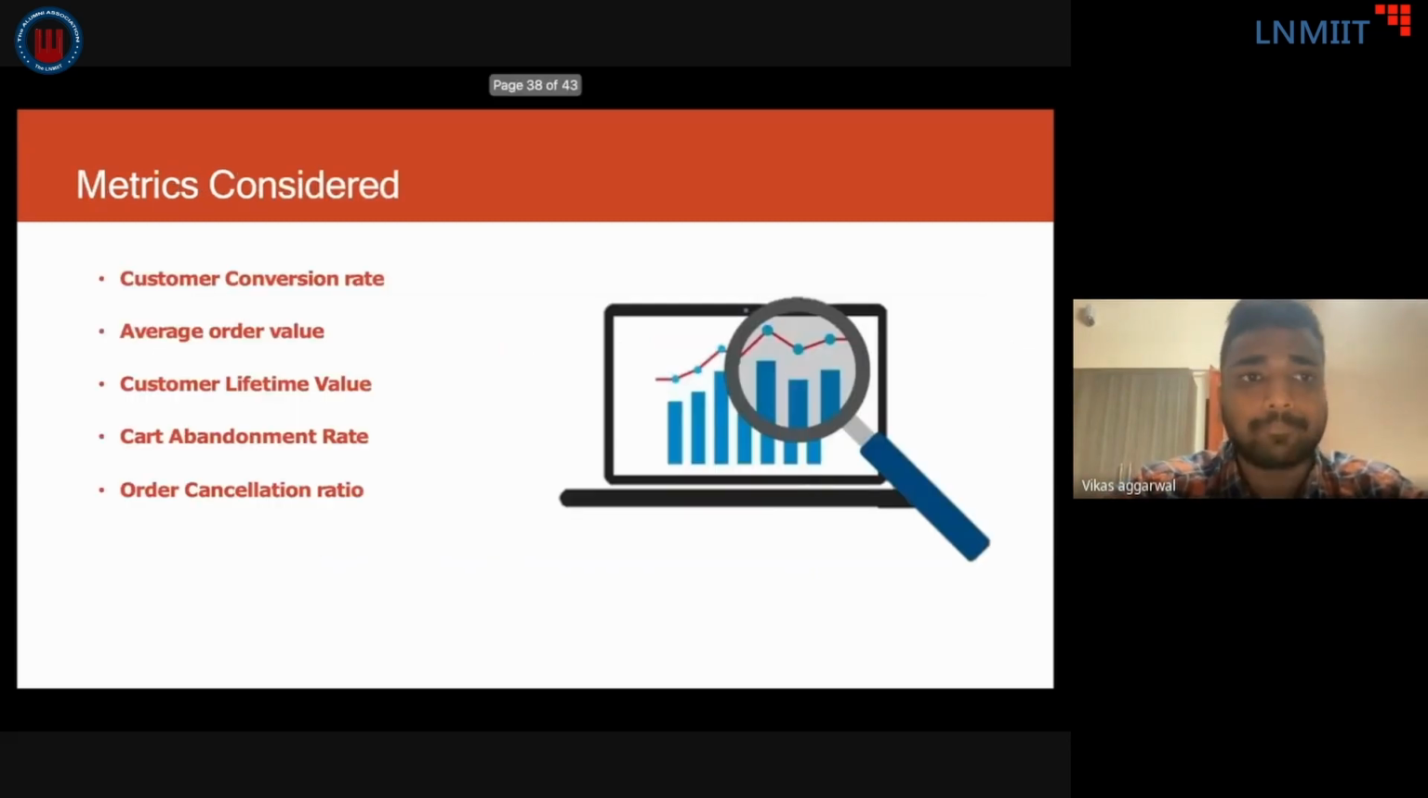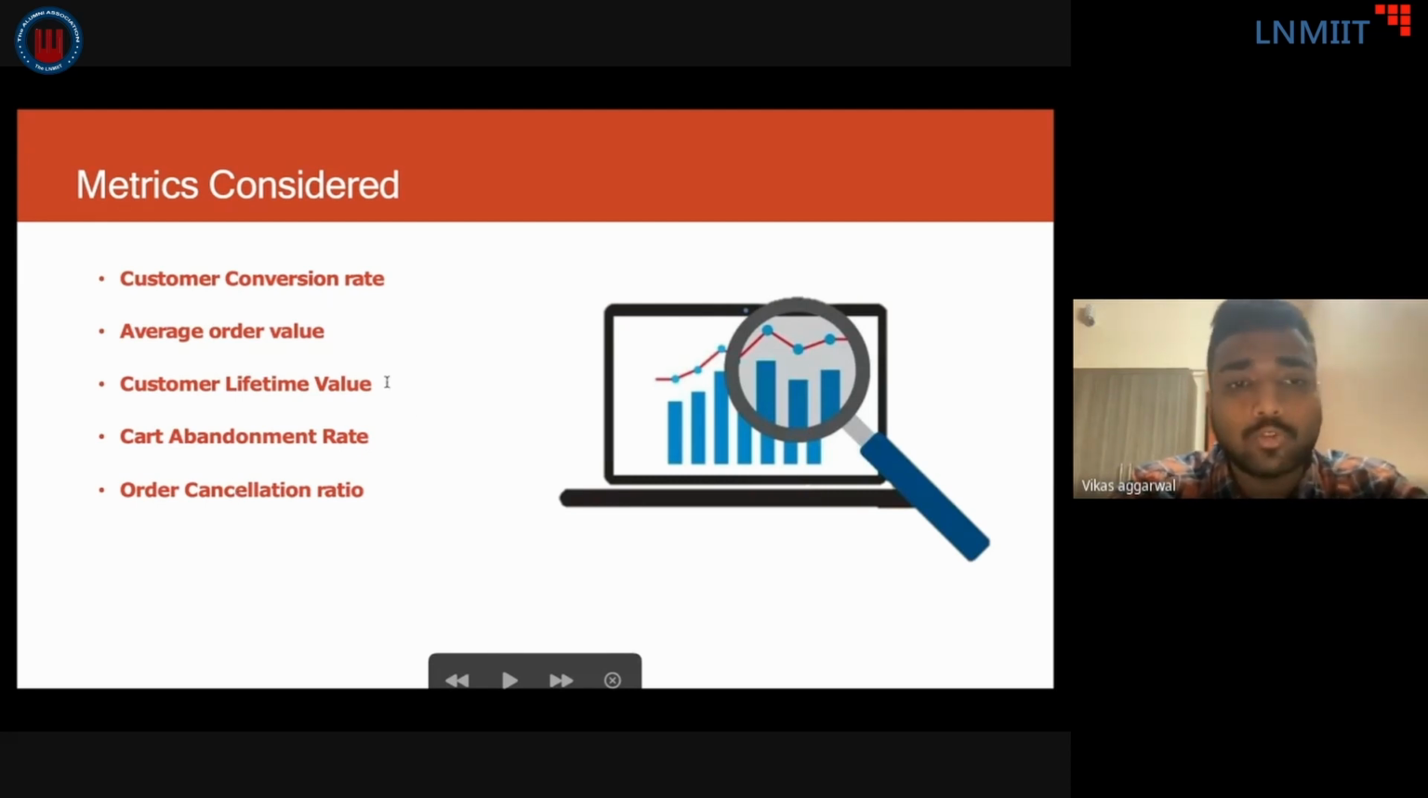ओके, now metrics considered in this Tata 1mg are customer conversion rate, average order value, customer lifetime value, cart abandonment rate and order cancellation ratio. ये जो मैंने अभी तुम्हें 10-15 मिनट पहले जोमेटो के एग्जांपल में समझाया था, सारी चीज वही सेम चीज है. एबंडमेंट रेट क्या होती है, वही सेम चीज होती है. मैंने कार्ट में ऐड कर लिया और फिर ऐप को क्लोज कर दिया या मैंने पेमेंट नहीं किया, इसको बोलते हैं कार्ट एबंडमेंट रेट.